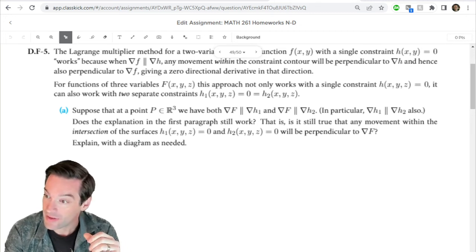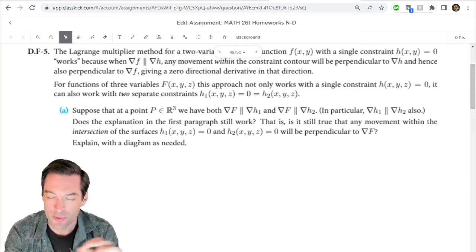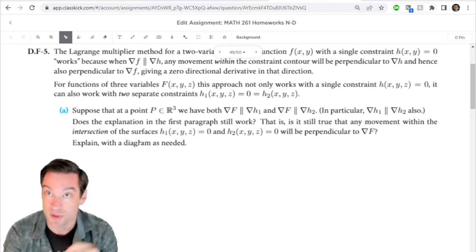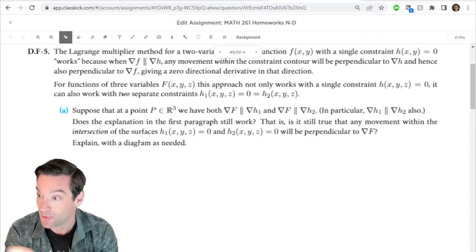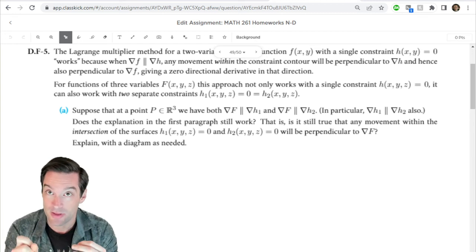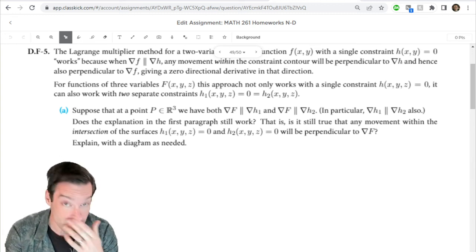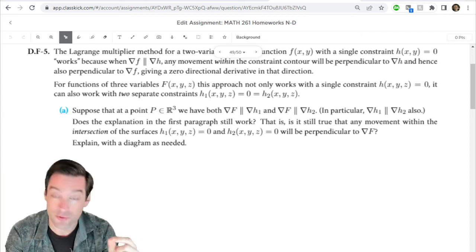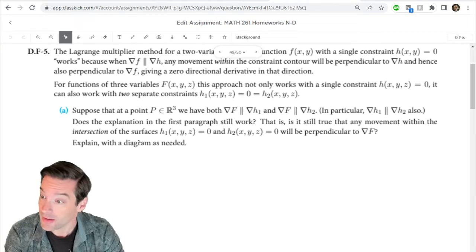then it turns out that that is a sufficient condition to give us potentially the maximum or minimum, right? If the gradient of f is parallel to both the gradients of h1 and h2, then f will have a zero directional derivative in the direction of both the h1 constraint and also the h2 constraint. And so that is a sufficient condition to get us a constrained critical point.